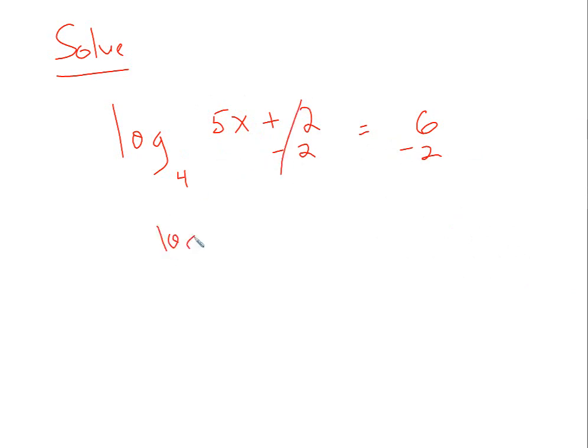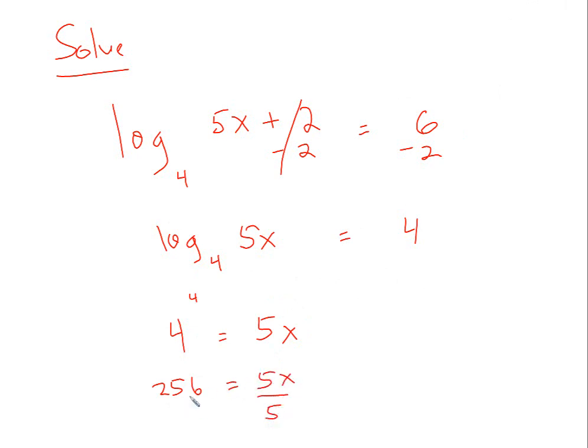So now you get log base 4 of 5x is equal to 4, right? Now that you have this log by itself, you can change it to exponent form. In exponent form, we end up with 4 to the 4th power is equal to 5x, and we know 4 to the 4th power gives us 256 is equal to 5x.